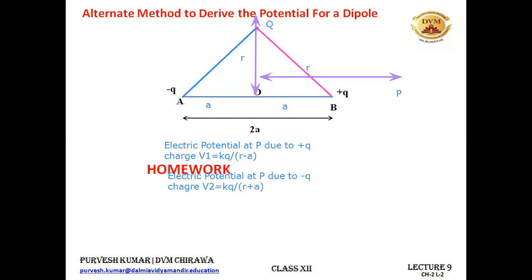All right, to do it with an alternate method, that is to find the derivation for the potential due to a dipole at an axial point as well as an equatorial point. So that's all that I want to discuss in today's class.